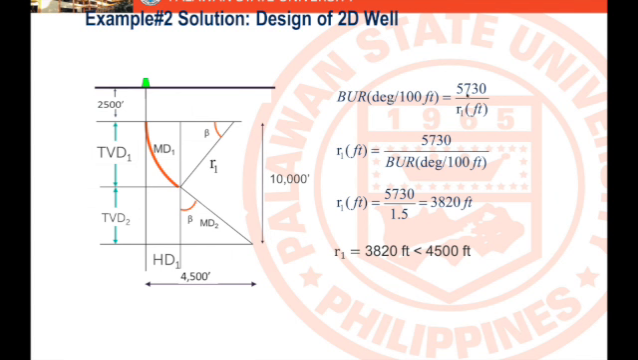Build-up rate is equal to 5,730 over the radius of curvature. Since we are given the build-up rate, we'll just manipulate this equation and solve for the radius of curvature. And that would be 5,730 divided by the build-up rate, 1.5. Our radius of curvature is approximately 3,820 feet. As you can see, our radius of curvature is smaller than our total horizontal departure.